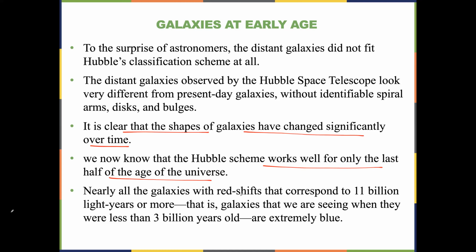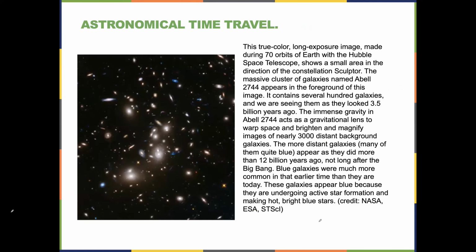Now, nearly all the galaxies with redshifts that correspond to 11 billion light years or more, that is, galaxies that we are seeing when they were less than 3 billion years old, are extremely blue, right? Remember that you have seen this in this picture right here. These galaxies came into this galaxy cluster image as a result of gravitational lensing. I have mentioned that these are around 12 billion light years away, so they are very blue in color.